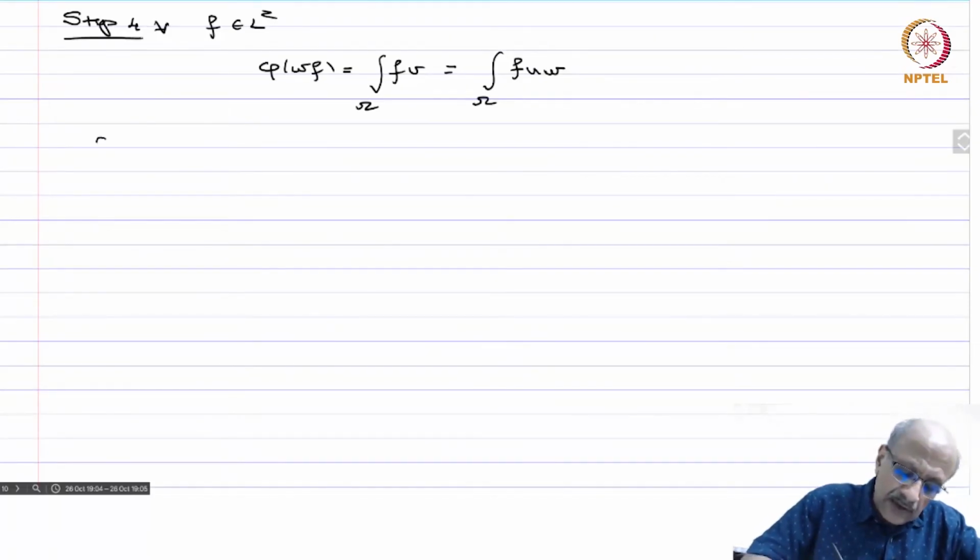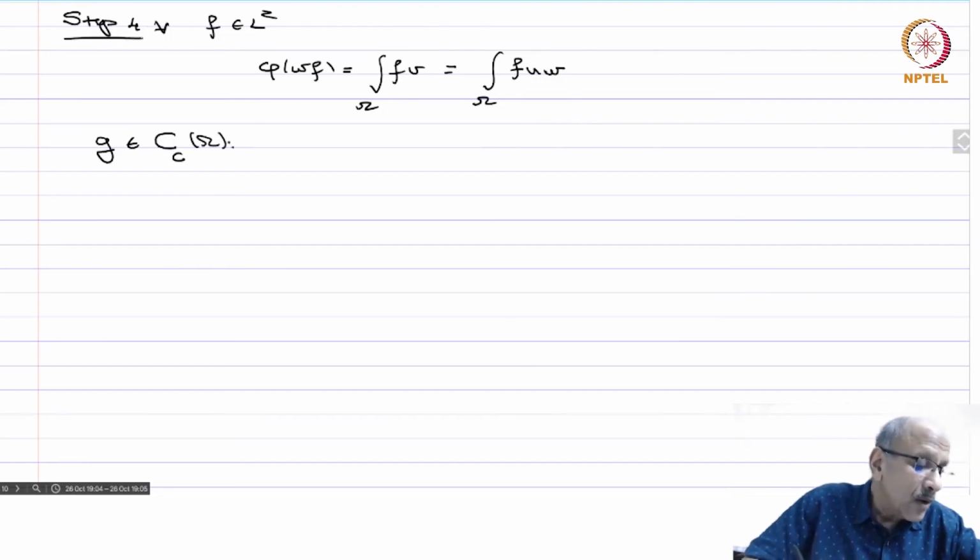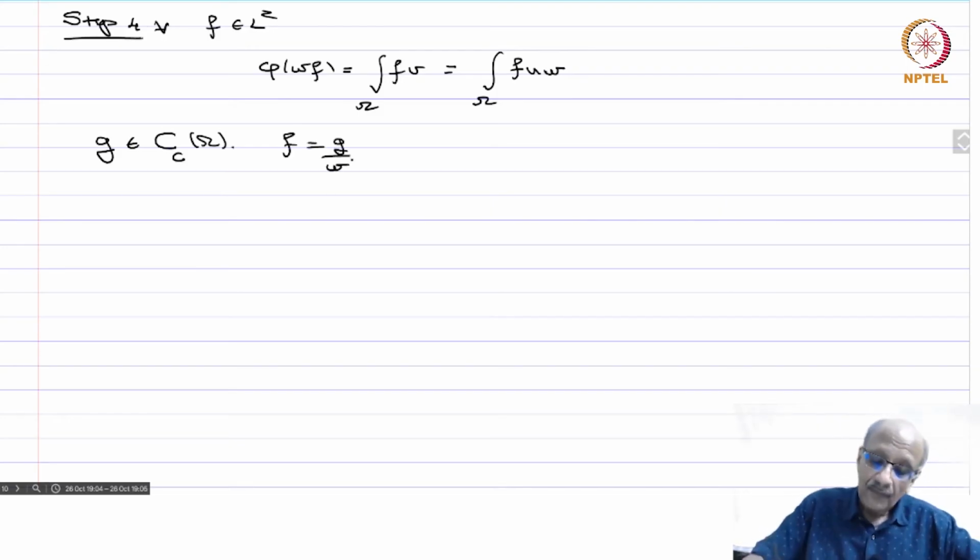So now you take g to be continuous with compact support in Omega. Now if you look at f equals g by w, g is non-zero only on a compact set contained in Omega, and on any compact set w is strictly positive. So 1 by w is bounded above, and therefore this belongs to L2.